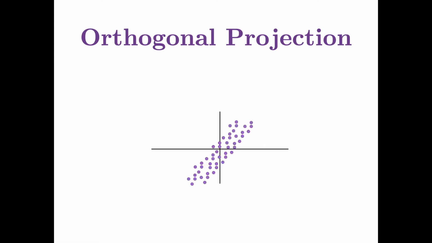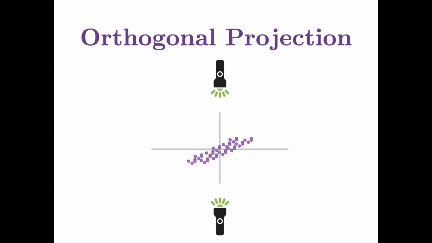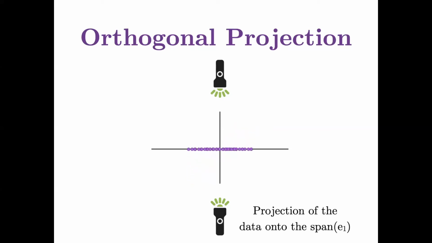Now, let's expand that a little and imagine this data cloud here in 2 dimensions. To really use a flashlight as an analogy, I have to imagine flashlights coming from above and below the points, but again, pointed at a right angle, orthogonally, at the subspace. And each point moves to the closest point on that subspace. That will form the projection of the data, in this case, onto the span of E1, that horizontal elementary vector.